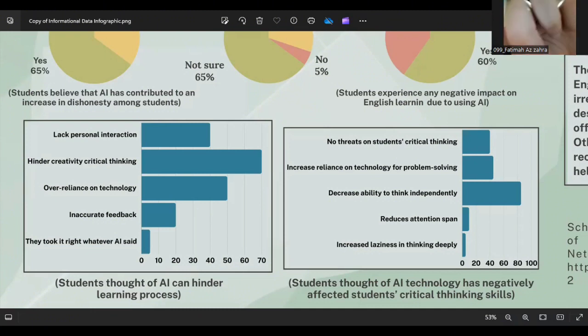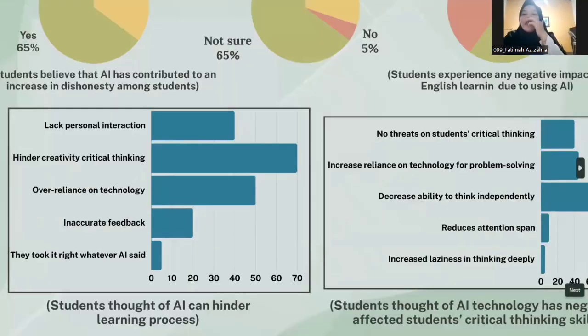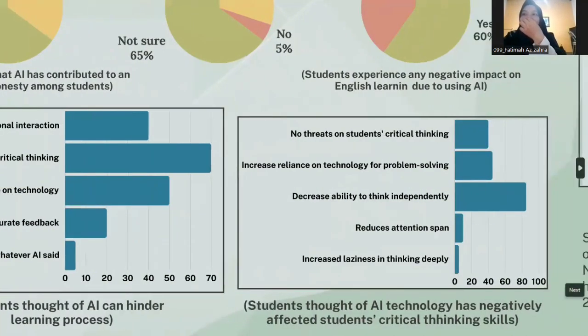For the next bar chart, it's about student thoughts on whether AI technology has negatively affected student critical thinking skills. The second bar chart is scaled from 0 to 100, with the most answered option being decreased ability to think independently. So there is a fear that AI might make students less self-reliant.